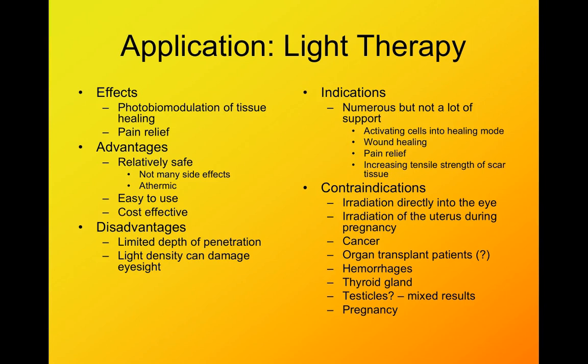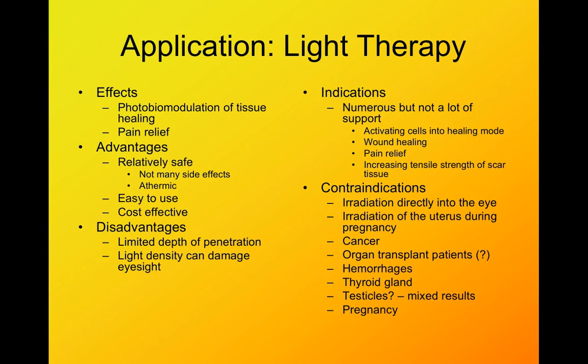Indications, there's numerous research-wise where it's being used, but there's a lot of mixed support for that. So again, kind of activating cells into the healing mode, wound healing, pain relief, increasing the tensile strength of those scar tissues. Again, we have our 4 FDA approved. So the neck pain, shoulder pain, carpal tunnel pain, and then iliotibial band friction syndrome. But again, there's other uses beyond that. It's just the FDA hasn't approved them yet.